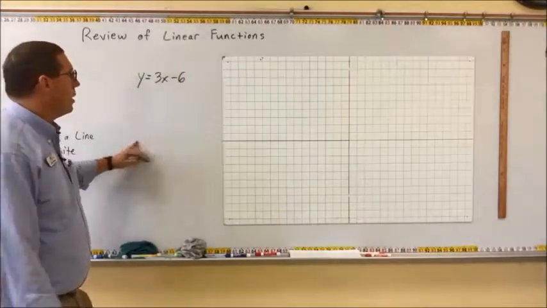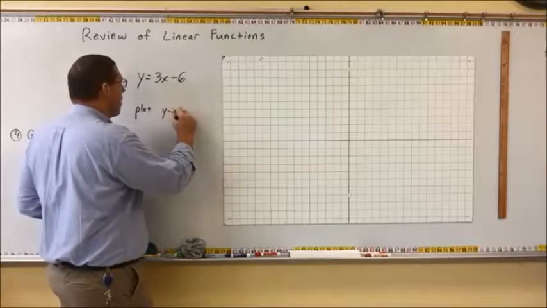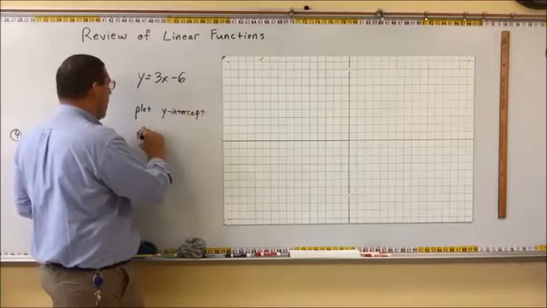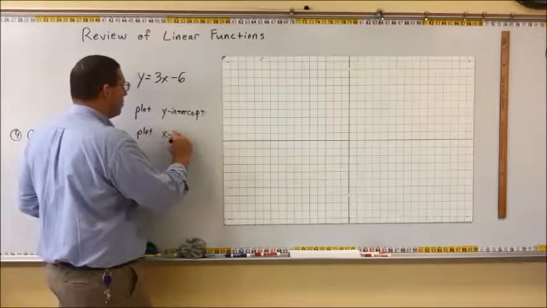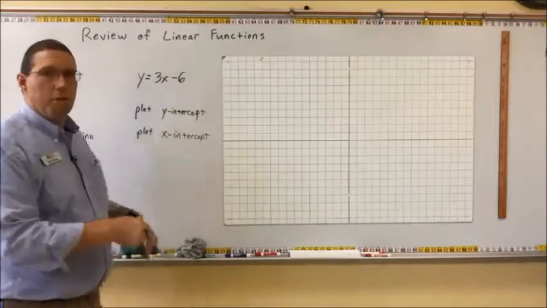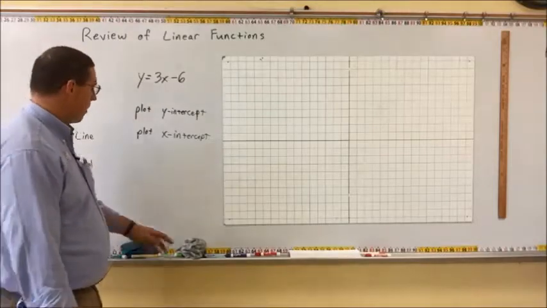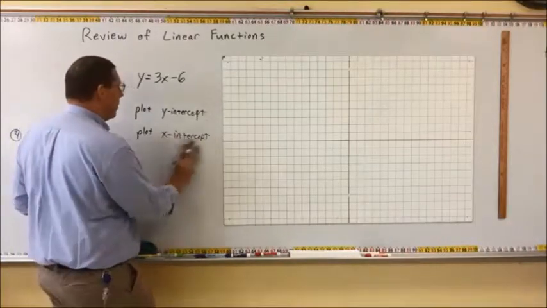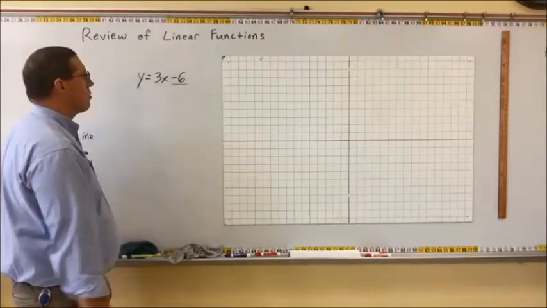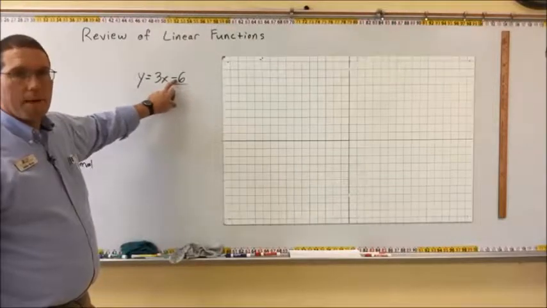Basically what you're going to do is you're going to plot the y-intercept, then you're going to plot the x-intercept. And then after you've plotted both of them, you line them up with a ruler and you just draw a straight line through them. Okay? Let me show you what I mean. In order to plot the y-intercept, well, we already know the y-intercept because in slope-intercept form, this is the y-intercept, negative 6.